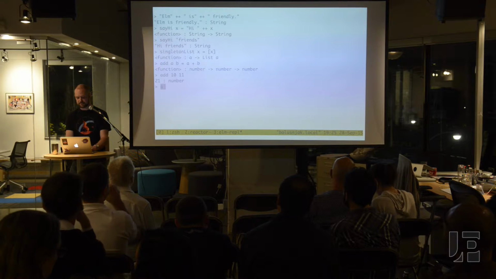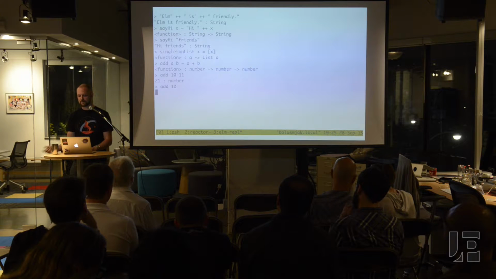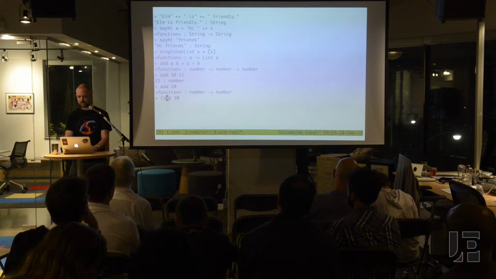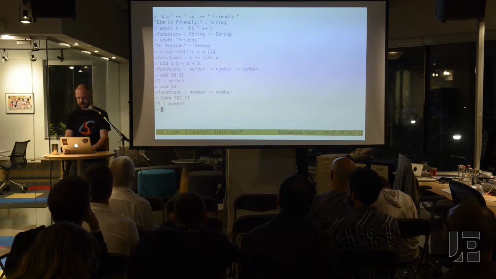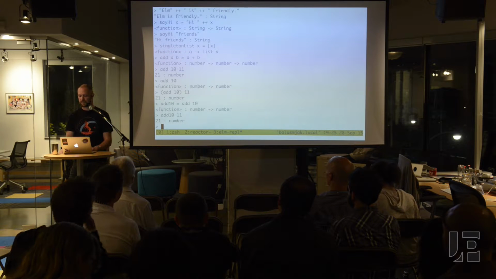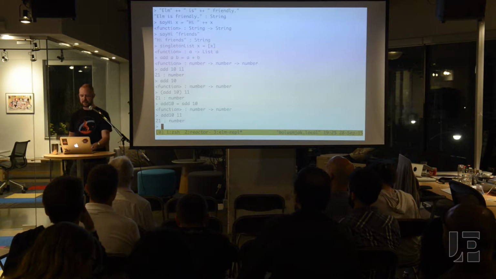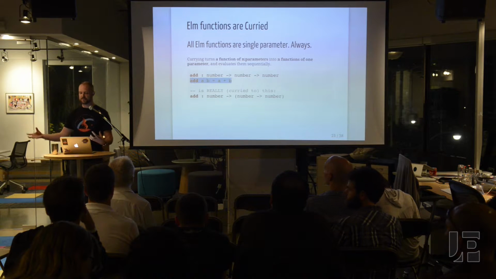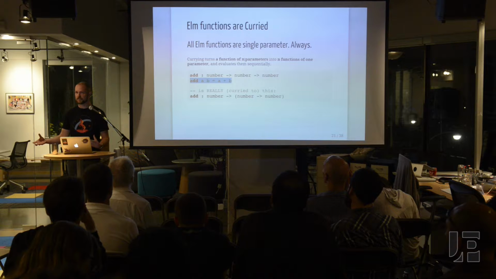My claim was I could give that a single input and get another function out. I can use that function and give it another parameter. I can use that to define a new function. add10 equals add 10. And then I can say add10 11. So that's what currying is all about. Currying takes a function of n parameters and turns it into n functions of one parameter that are evaluated sequentially.